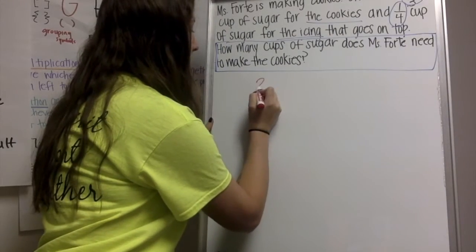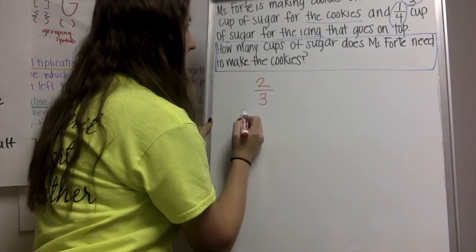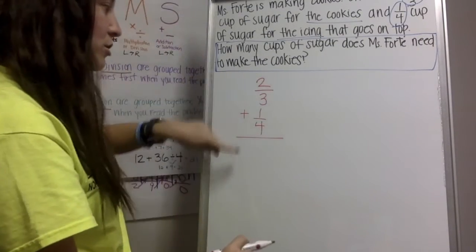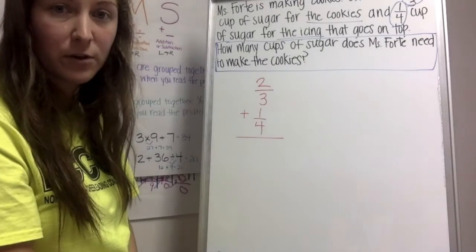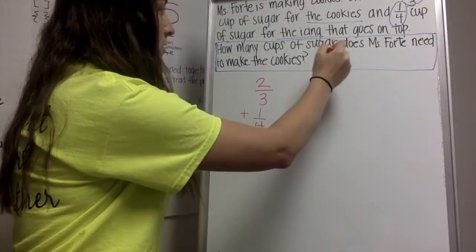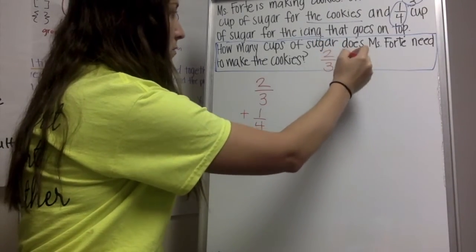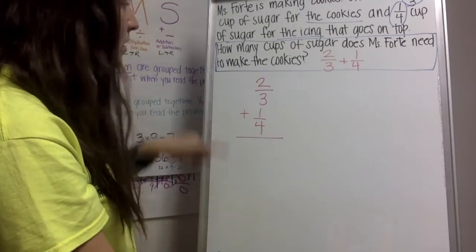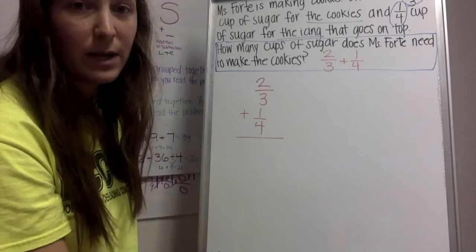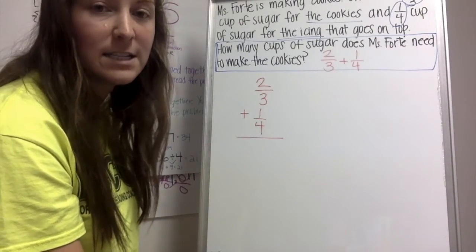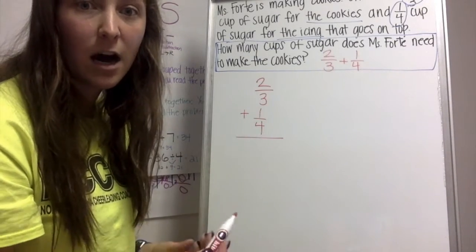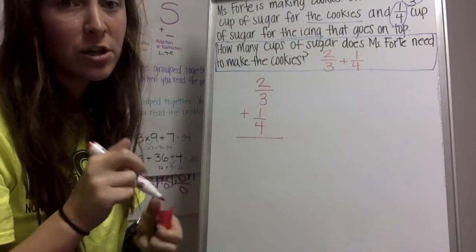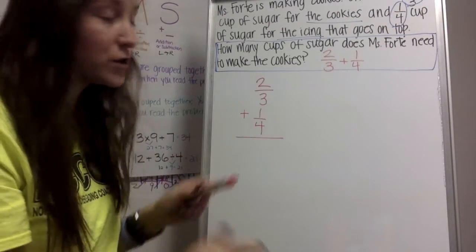I know I have 2/3 plus 1/4. And I'm going to choose to write my addition problem vertically. You guys could totally write it 2/3 plus 1/4. Totally up to you guys. That's fine. So the first thing that I have to do when I have to add fractions is I have to find a common denominator. So I've got to make sure that I have a common denominator first, which I don't.